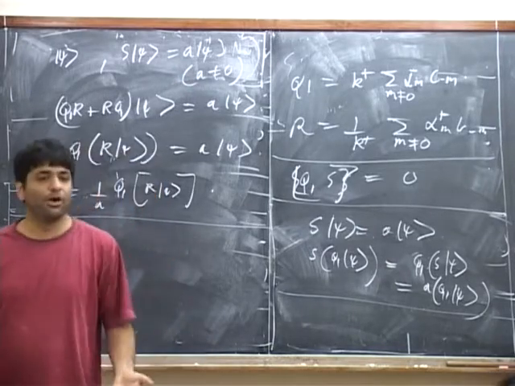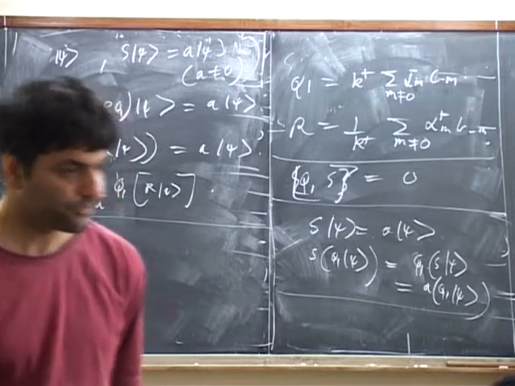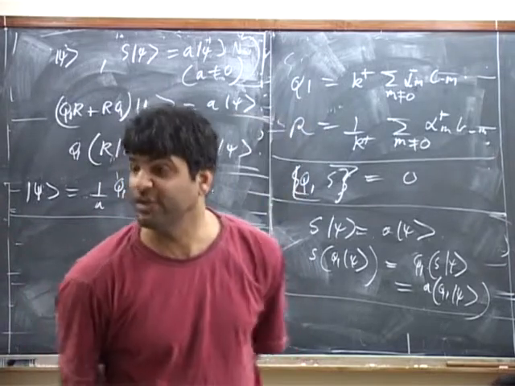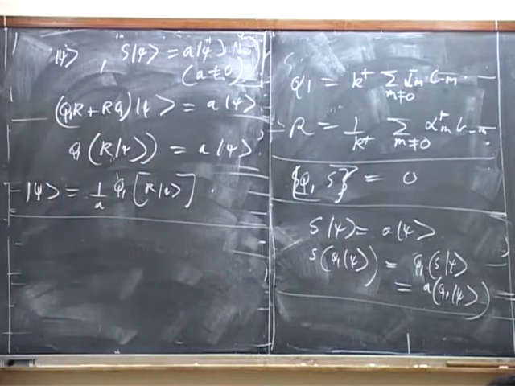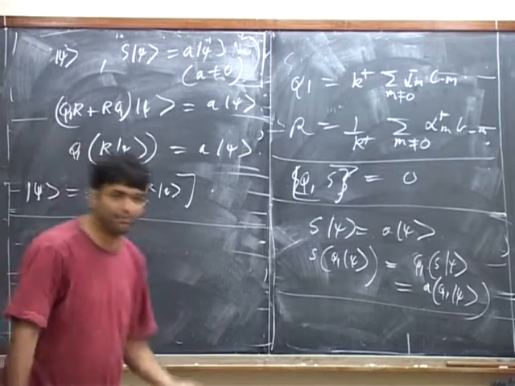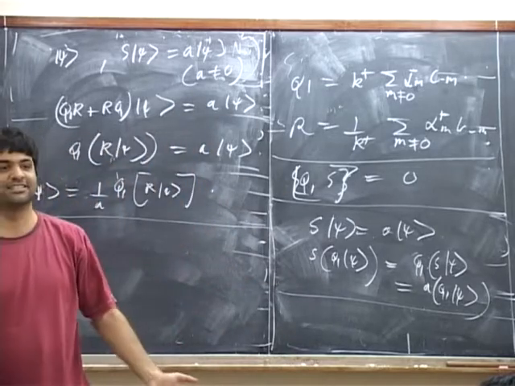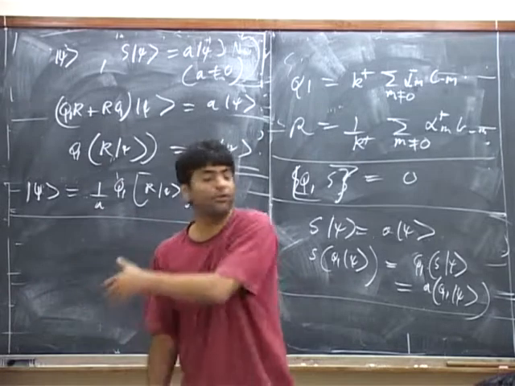There is no state in the cohomology of Q1 with non-zero eigenvalue of S. Therefore, all states in the cohomology of Q1 have zero eigenvalue of S. But what was the eigenvalue of S? Remember, eigenvalue of S was the number of oscillators of plus plus the number of oscillators of minus plus the number of oscillators of B plus the number of oscillators of C. Each of these terms is individually positive definite. The only way you get zero is for all of these to be zero.